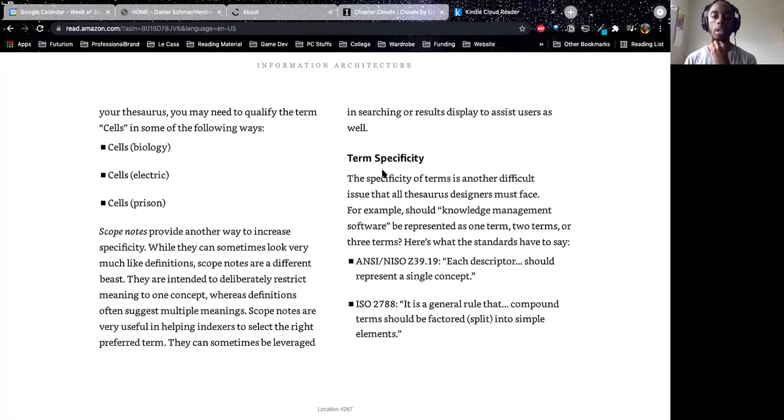Term specificity. The specificity of terms is another difficult issue that all the source designers must face. For example, should knowledge management software be represented as one term, two terms, or three terms? Here's what the standards have to say. Z39.19 says each descriptor should represent a single concept. And ISO 2788 says it is a general rule that compound terms should be factored or split into simple elements.